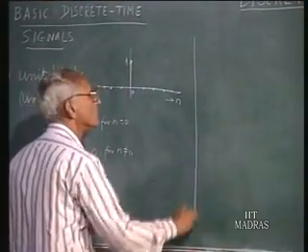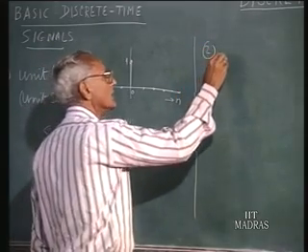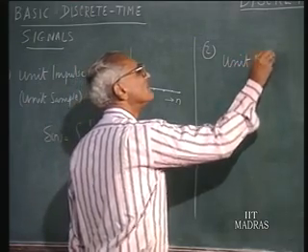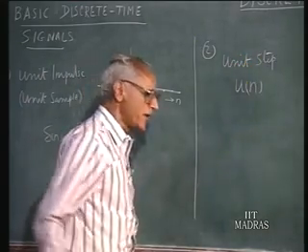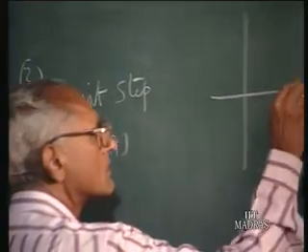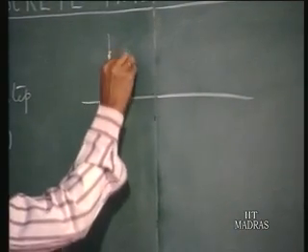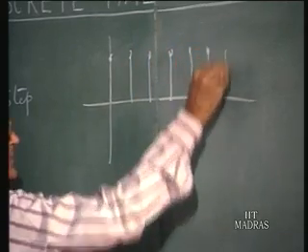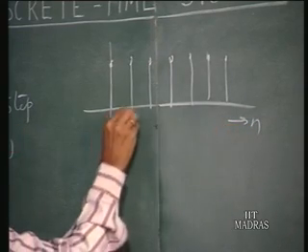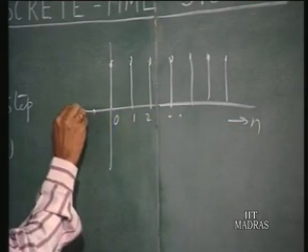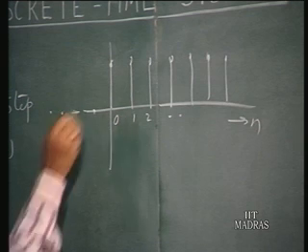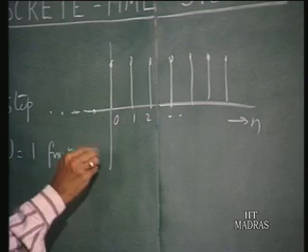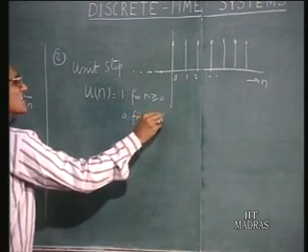Now, just like a unit step in the continuous case, here also we have a unit step symbolized as u n. Now here the value of this discrete time signal is 1 right through for all non-negative n, 0, 1, 2, etc., and 0 for negative values of n, like that. So u n can be written as 1 for n greater than or equal to 0, 0 for n less than 0.